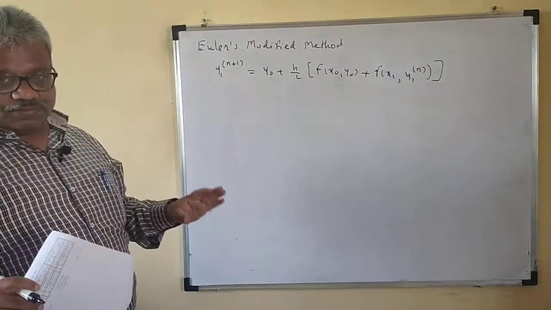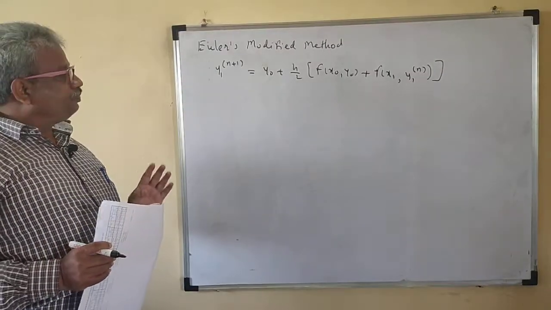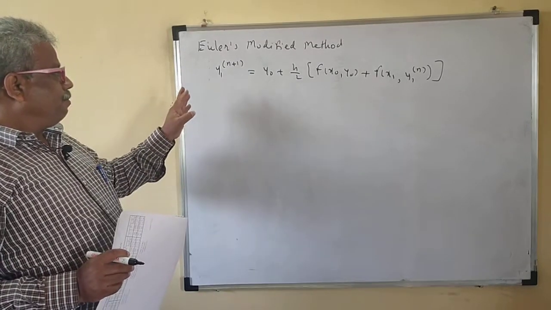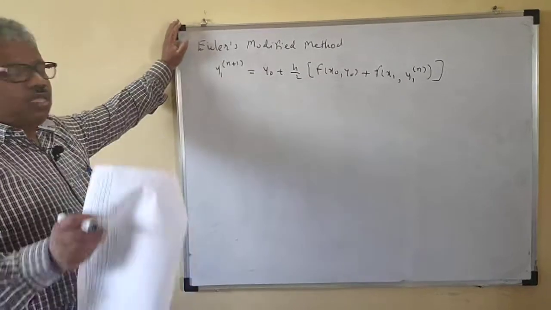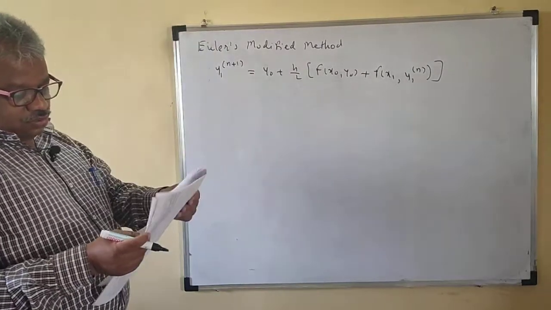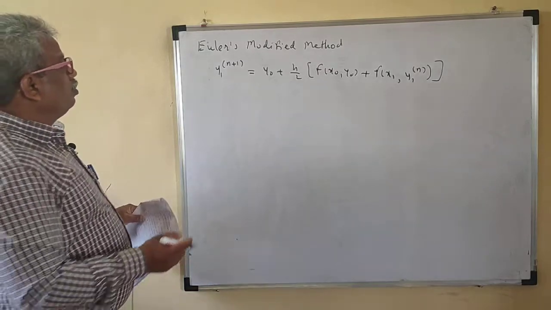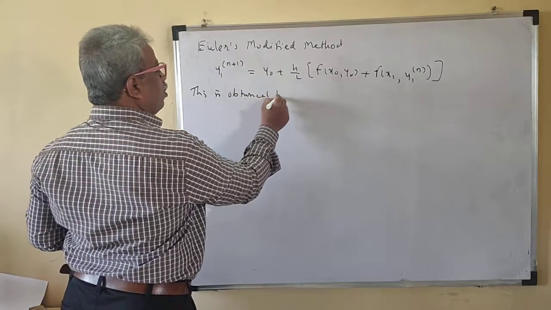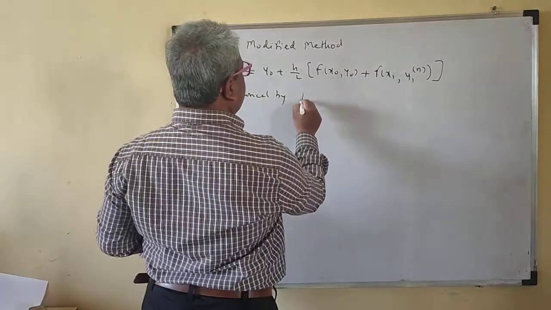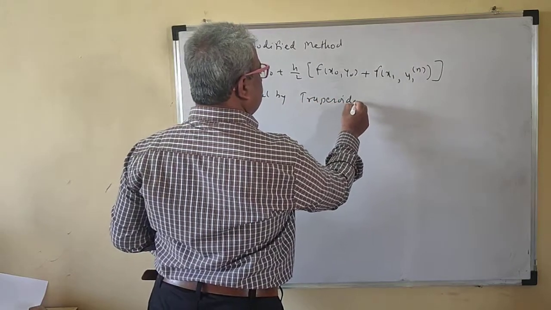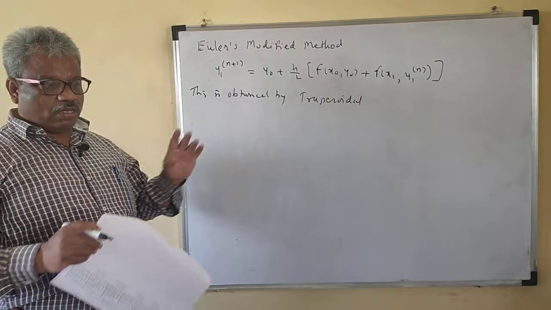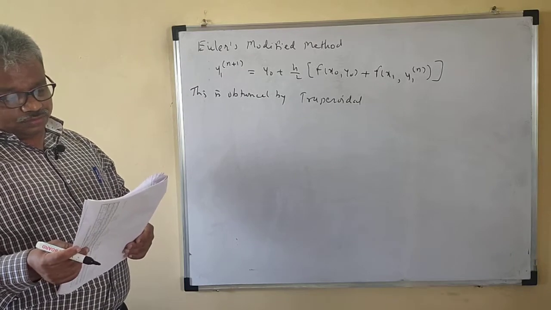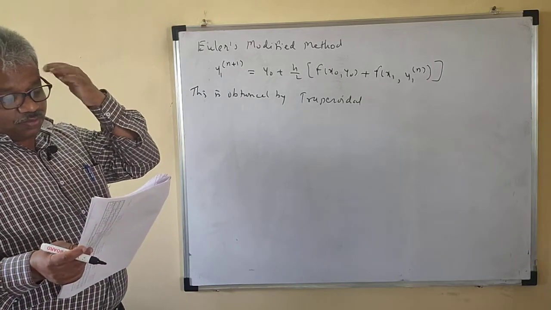Note that this is an iterative method, so we have to do the iteration up to some correct value. This is obtained by the trapezoidal rule. That means to find the solution of this one, we need to apply the trapezoidal rule. So this is the initial value problem modified up to the desired accuracy.